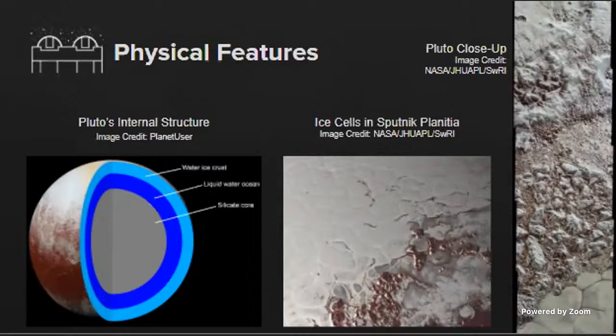Pluto has a thin atmosphere consisting mostly of nitrogen, methane, and carbon monoxide, and the surface is extremely cold owing to its distance from the sun. In fact, Pluto's surface temperature can dip below -240 degrees Celsius. In comparison, the coldest temperature ever recorded on Earth was -89 degrees Celsius in Antarctica.